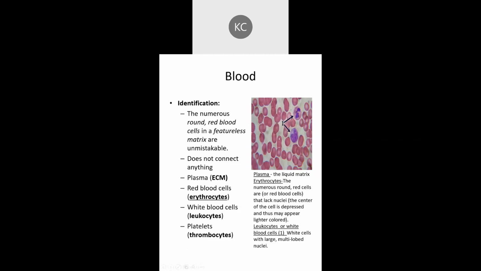So if you look here, you can see large red blood cells, which are red in color. You see white blood cells, and then not really pictured here, you may see some little fragments, these very small kind of purple dots. These are the platelets or the thrombocytes.